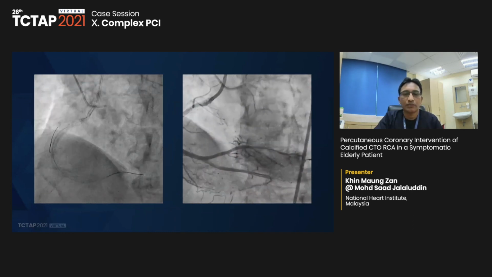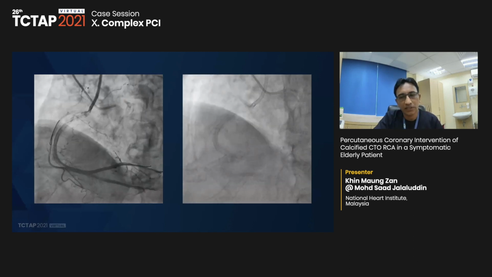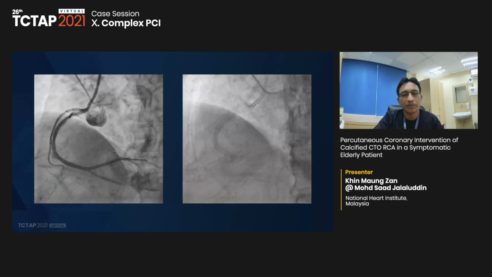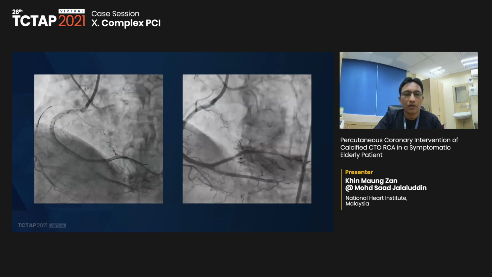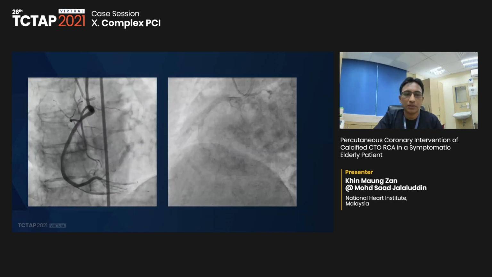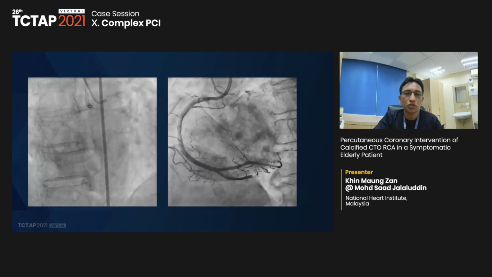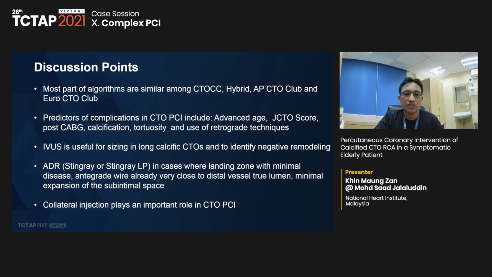So when we look at the treatment algorithm, whether you see CTO-CC, or AP, or hybrid, or Euro-CTO club, all treatment algorithms more or less are similar. When we deal with a CTO, there are complications we need to anticipate. Complications can happen in elderly patients, with a high JCTO score, post-CABG, and also patients with calcified lesions and tortuosity, and with use of the retrograde approach.